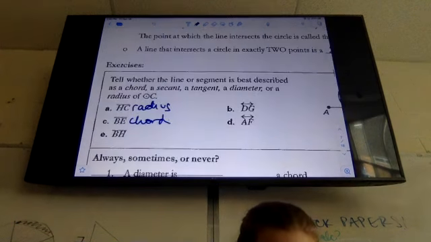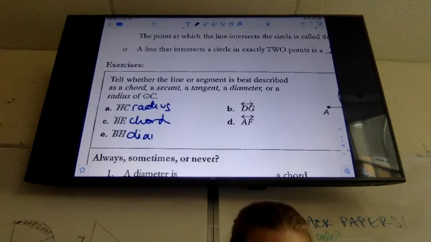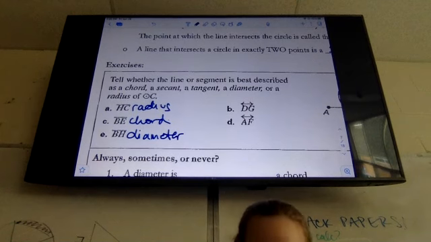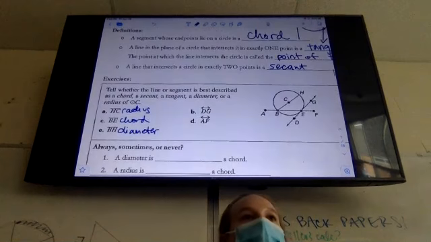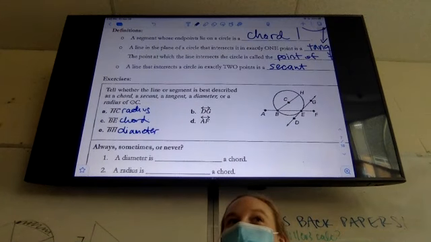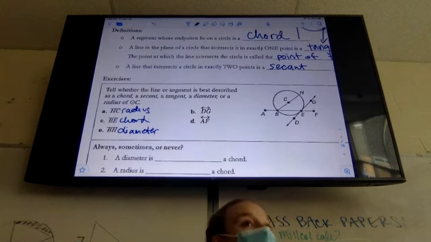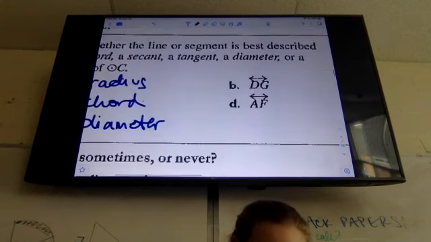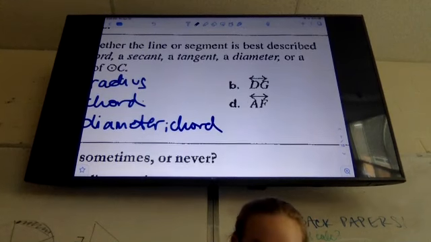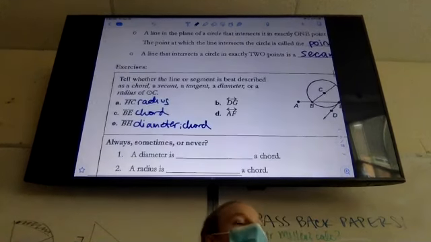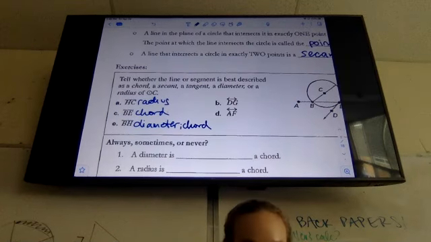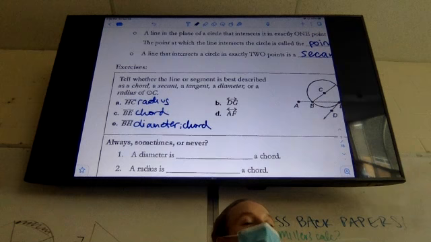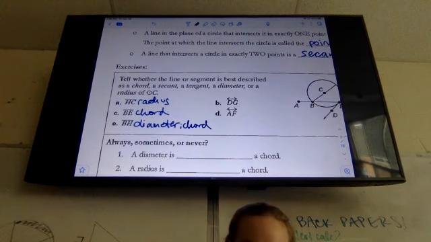What about BH? Diameter? Is there another word we could use? Diameter is the best word, but is there another word you could use instead of diameter? BH? Luis? Chord. You could call that a chord. The reason it's also a chord is it's a segment that goes through the circle and has endpoints on the circle. So a diameter is a special type of chord. But chord also works.